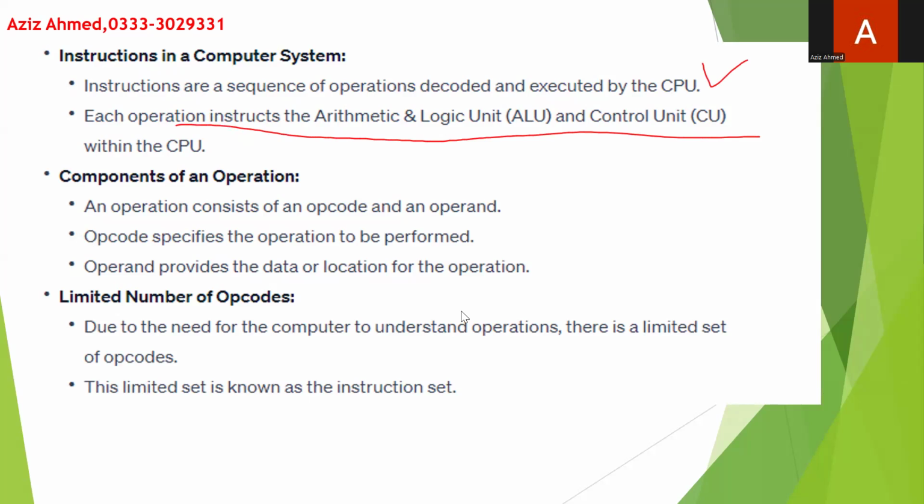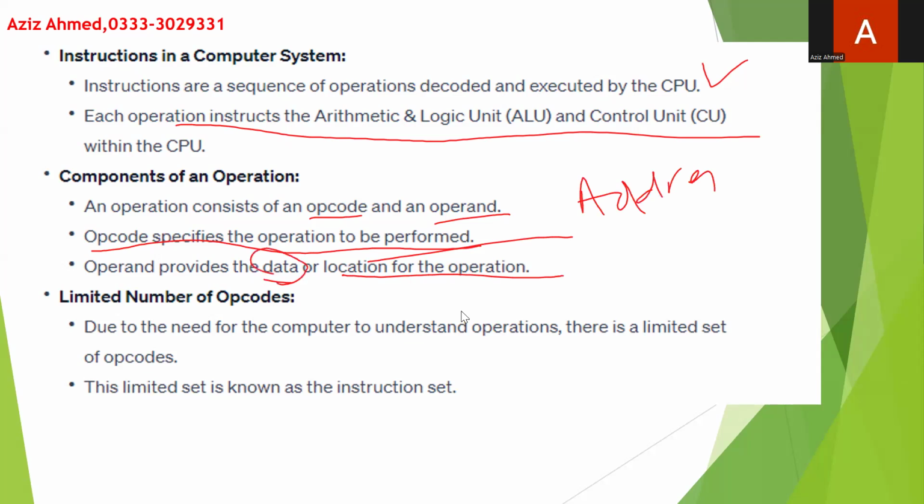Then it says components of an operation. An operation consists of an opcode and operand, as we have discussed. The opcode specifies the operation to be performed, and the operand provides the data or location for the operation. As I told you, your operand can be an address and data on which the operation has to be performed. So operand means the data item on which the operation is performed.